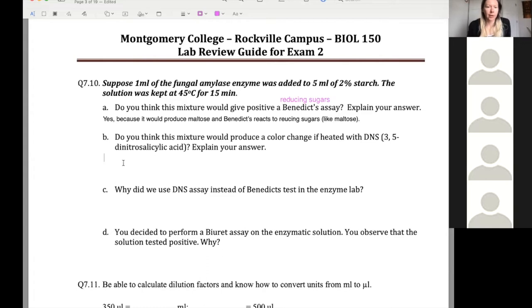And then if we took this mixture, the starch and amylase mixture, and heated it with that DNS, would we get a color change? Yes, we will get it, because the DNS is a compound that can detect reducing sugars. Right, yeah. So it actually reacts with the maltose. One of them gets reduced and one of them gets oxidized. Do we remember which does which?